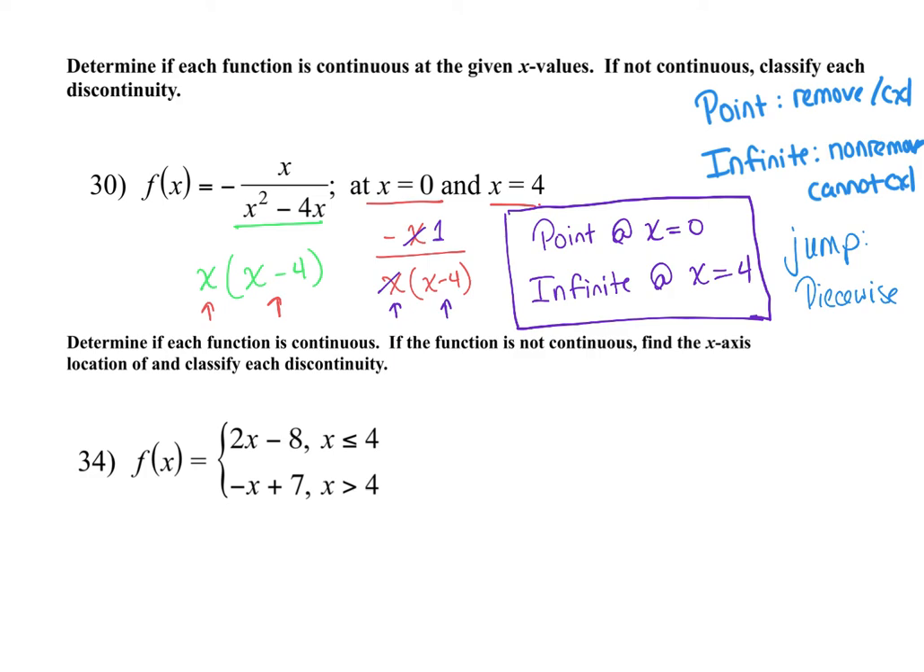All right? But for something that looks like this, they've given you 2 separate domains, less than or equal to 4 and greater than 4, all right? You still have to decide, is this continuous? The way you decide if it's continuous for something like this is you plug that 4 into both pieces. If it's the same number, it's continuous. It's going to come to that piece.